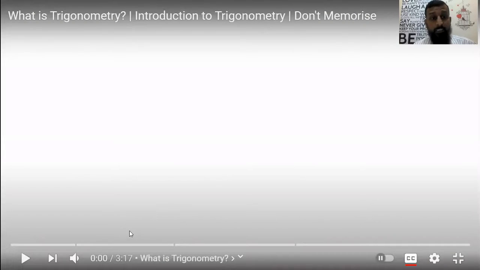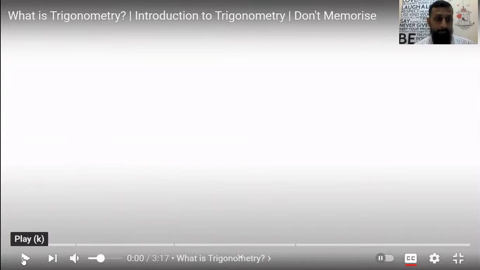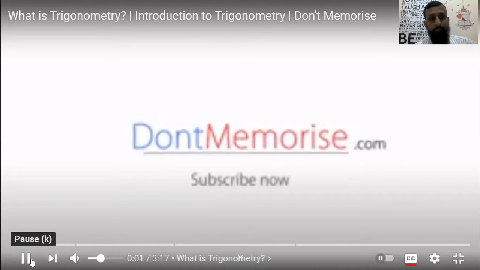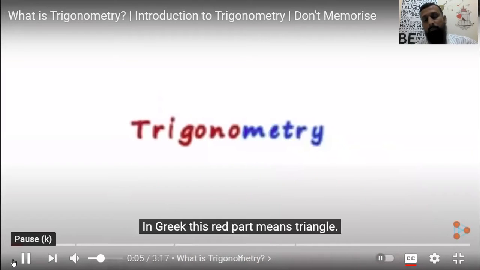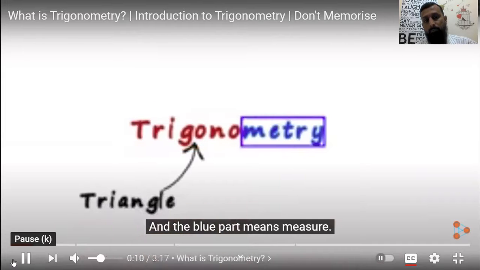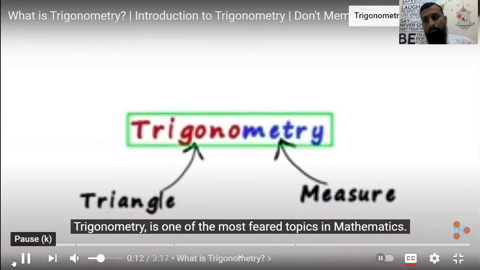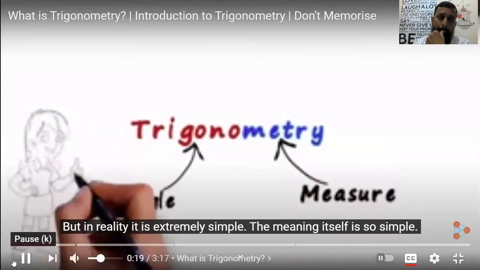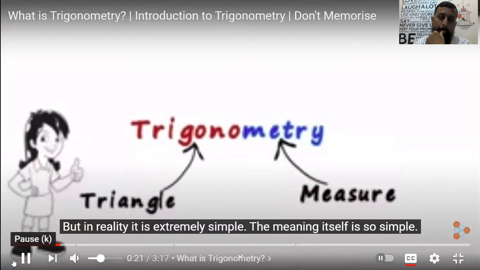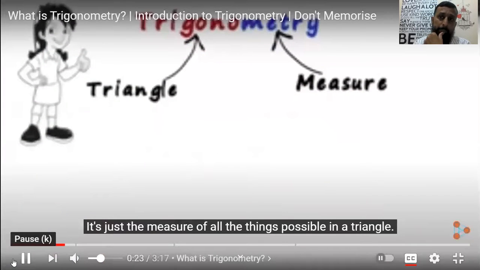So, dear students, this is an introduction. What is trigonometry? What does trigonometry actually mean? In Greek, this red part means triangle and the blue part means measure. Trigonometry is one of the most feared topics in mathematics, but in reality, it is extremely simple. The meaning itself is so simple. It's just the measure of all the things possible in a triangle.